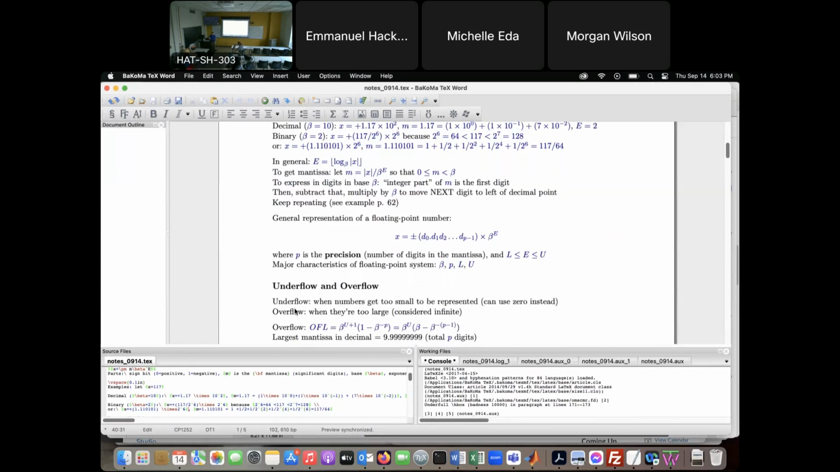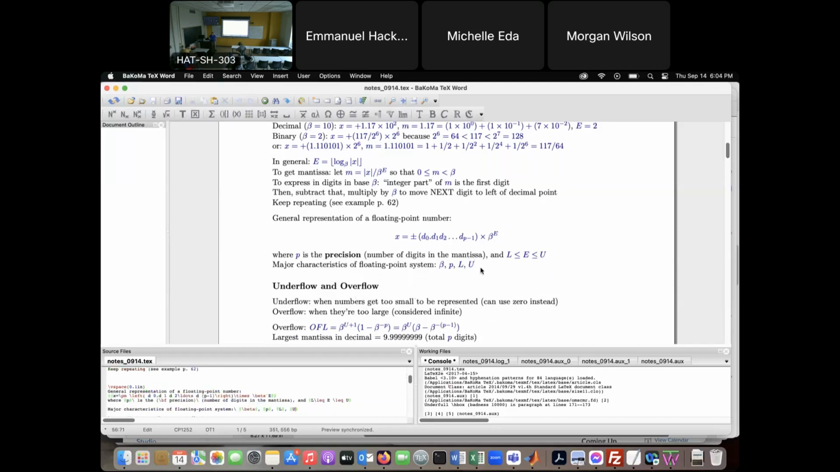There are two problems that can happen with representing numbers: underflow and overflow. If you have an exponent that is below the lower bound capital L, you're talking about a number that is too small to be represented in the floating point system. That's not really a big problem, because you can just declare the number to be 0 and continue your computation. Overflow is when numbers get too large, so the exponent becomes greater than the upper bound capital U. Then the number is considered infinity.